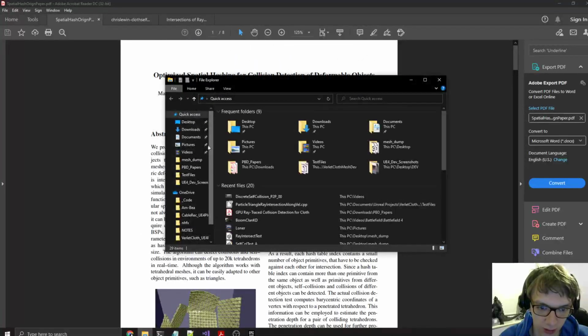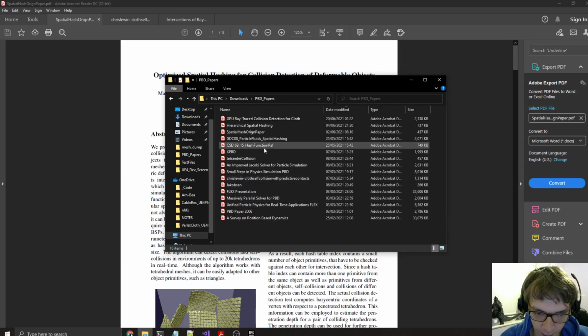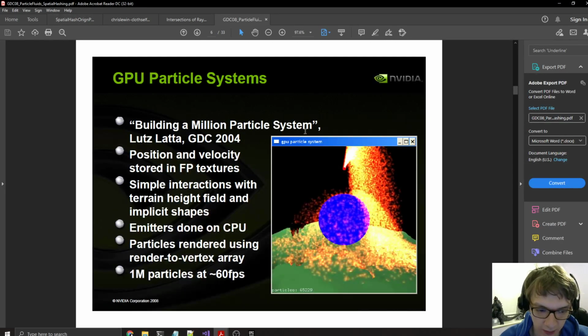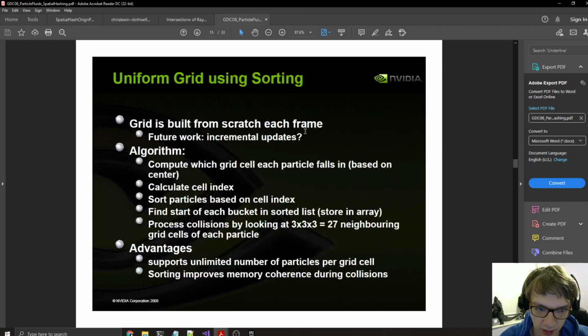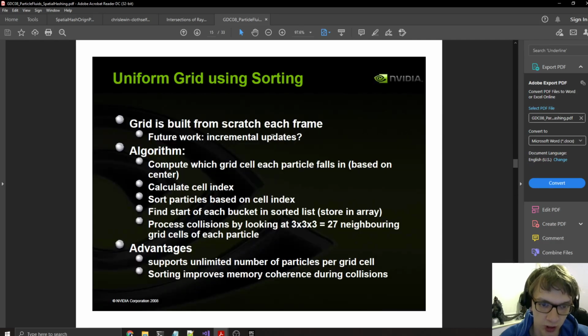There's also, where is it? Oh yeah, this one, Simon Green's NVIDIA GTC paper, where they go over the same approach. Although originally, like them, I did use a uniform grid, but a uniform grid is too slow because you have to do a gather step where you have to compute particle distances per cell index, which is too expensive.